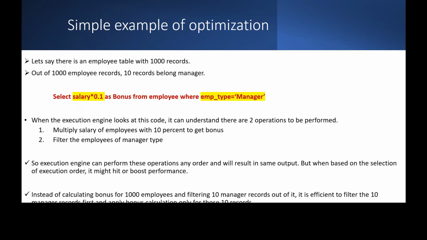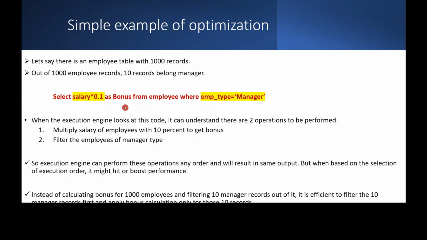This is one approach. In the other approach, the filter can be applied first, which means out of 1000 records, only 10 records would be filtered out, and the bonus calculation transformation would be applied only for those 10 records. This is another approach. Based on which execution plan Spark chooses, the performance would differ.